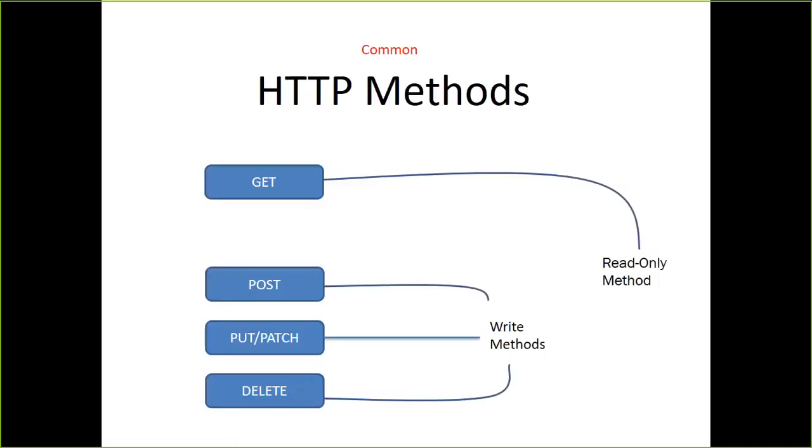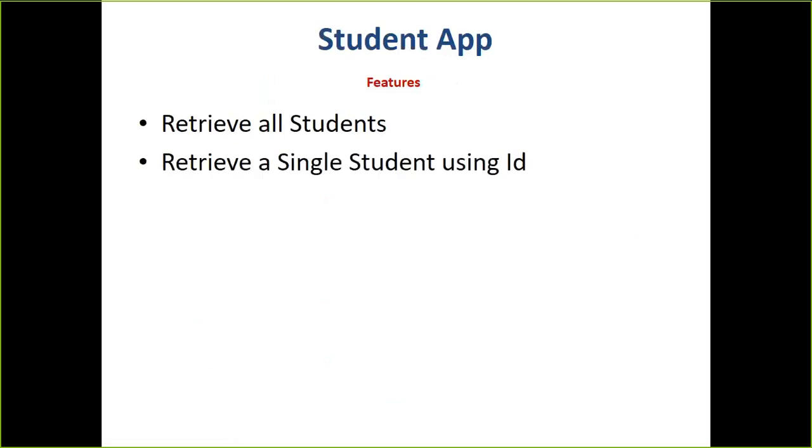Now we know about these four basic CRUD operations or HTTP methods. Now we'll see their actual implementation within a REST application, and that is the student app. For that we are going to use Postman. The student app can retrieve the list of all students. By default, it has 100 students' credentials in JSON format. Retrieving all students is a get request.